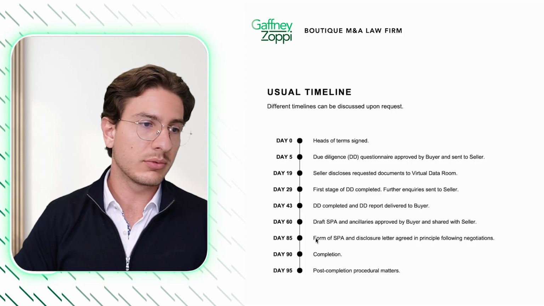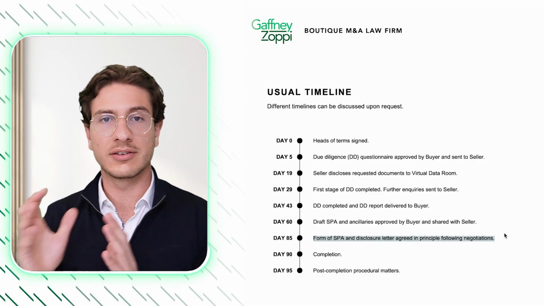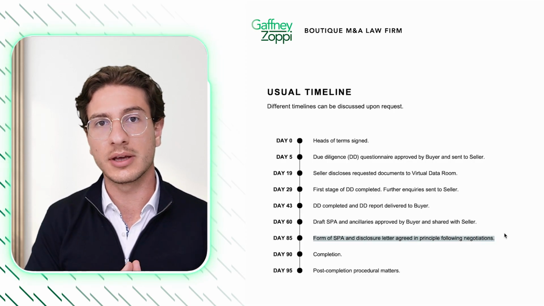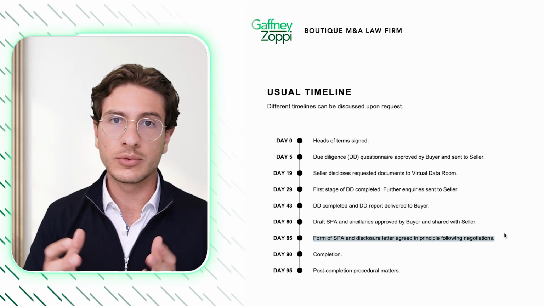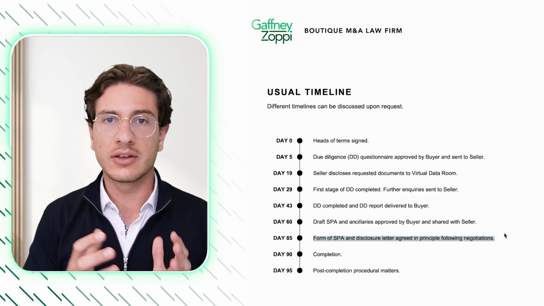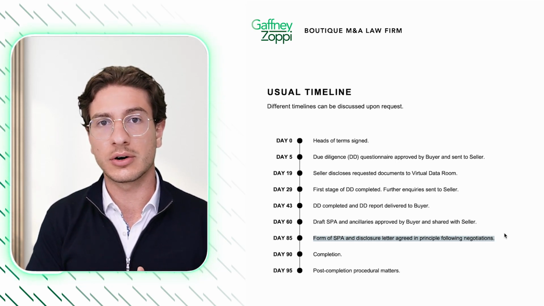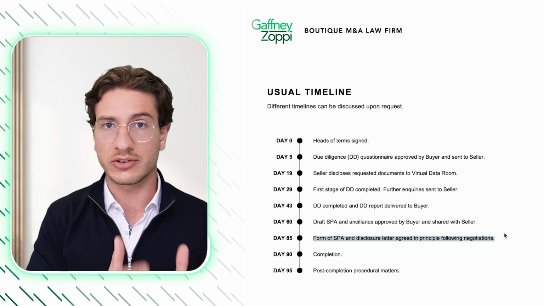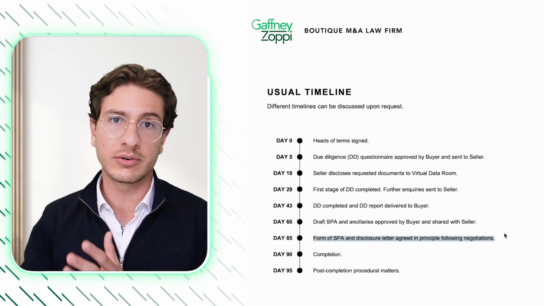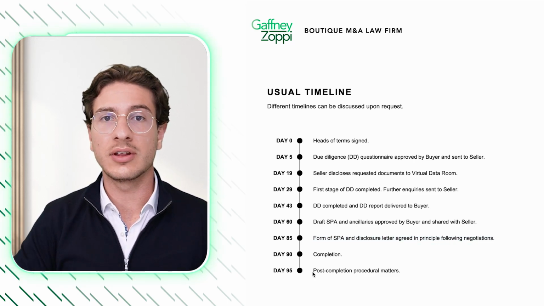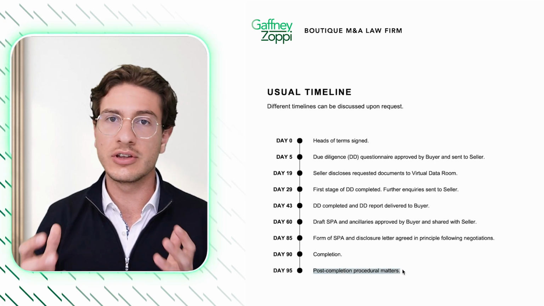Great, so once we've agreed between the buyer and the seller the form of the SPA and the ancillary documents, we're ready to proceed to completion. Exchange and completion, in short, are where the contracts are signed and the monies are transferred from the buyer to the seller. And lastly, we have post-completion procedural matters.